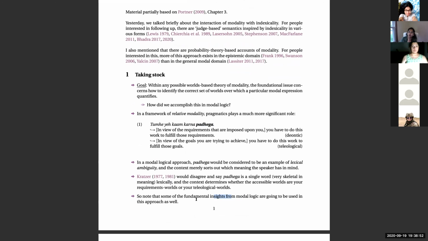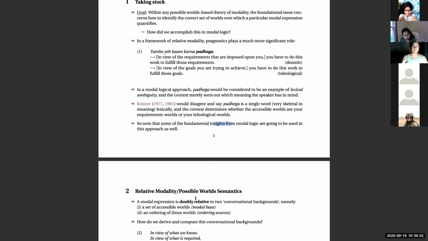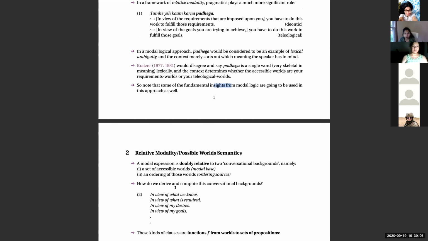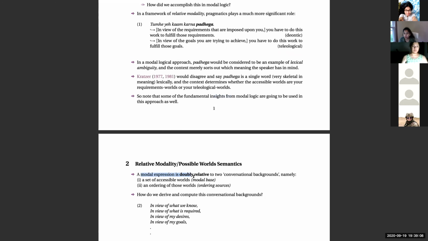So all of the stuff that you learned yesterday, still keep it in your mind. Many of them will still very much be alive in this school of thought as well. Okay, so relative modality. Why is it called that? So a modal expression in Kratzer's work is doubly relative to two conversational backgrounds. So basically, whenever you come up against a modal word, you have two things you're accessing. You have a set of accessible worlds, which is often called the modal base, and then you have an ordering on those worlds.